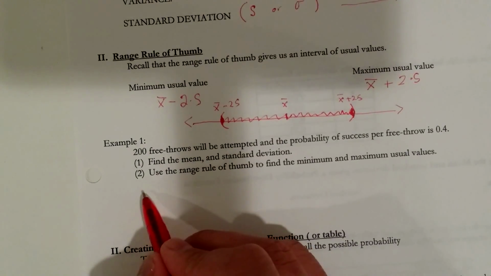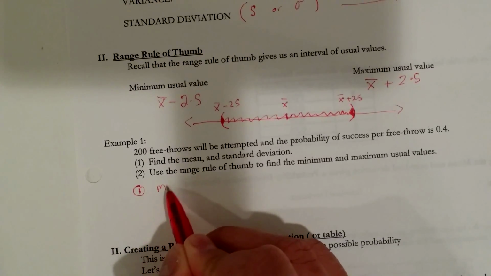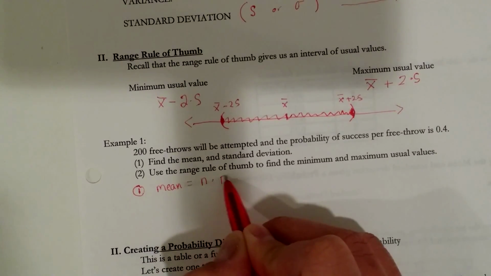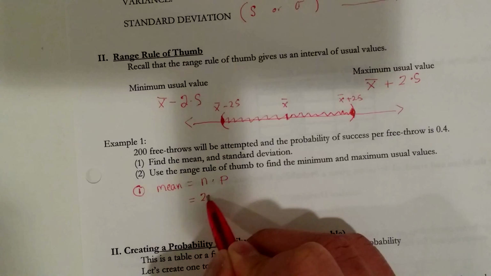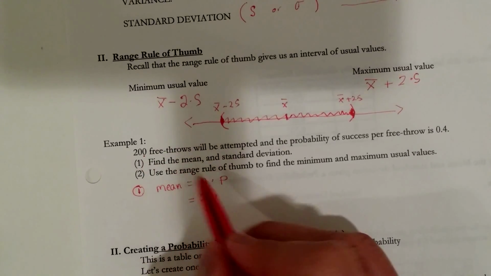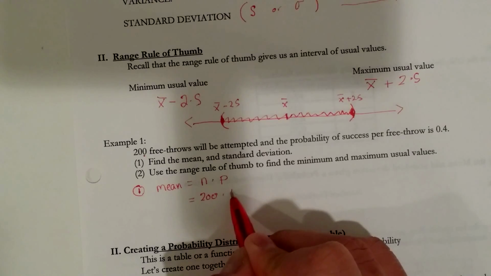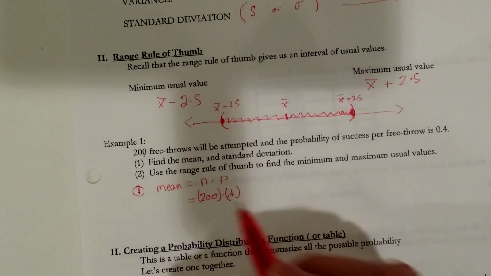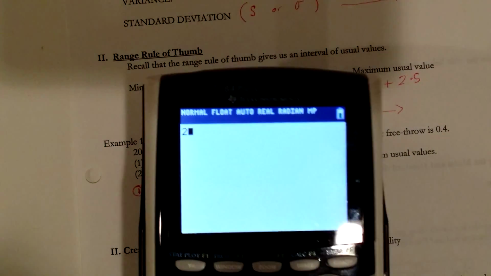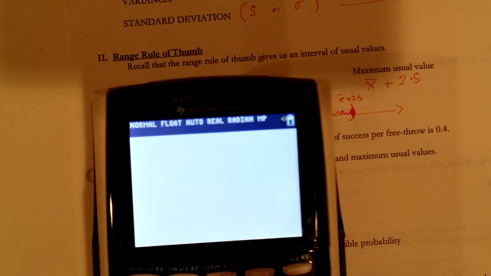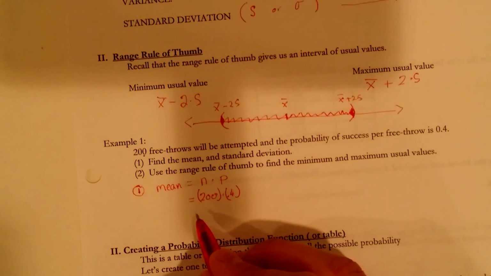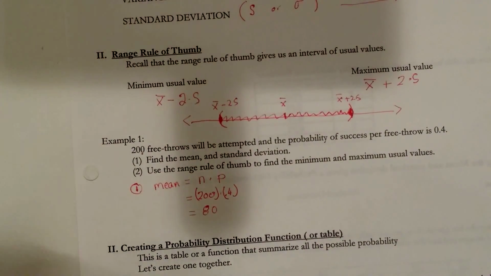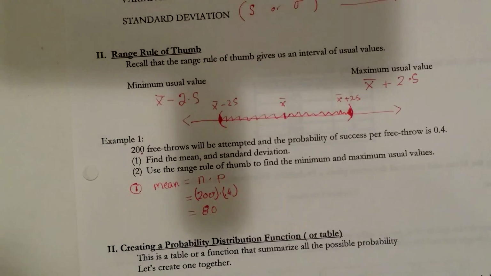So the first thing we do is we find the mean, which is equal to n times p. In this case, n is 200 because the number of trials is 200. The probability of success is 0.4. So we go ahead and multiply these together, and we get 200 times 0.4, and that gives us 80. So we know that an average amount of free throws that will be made is about 80 free throws if you shot 200 free throws.